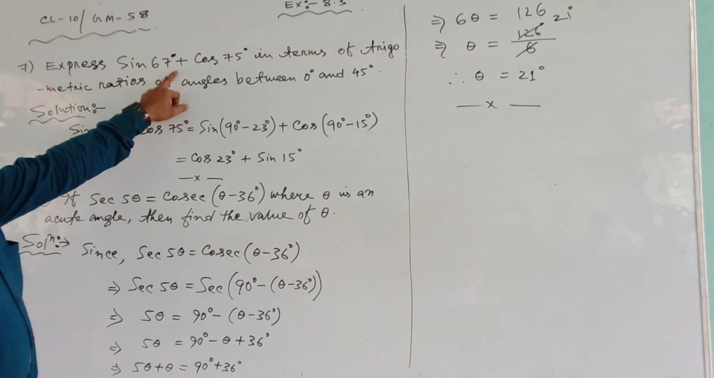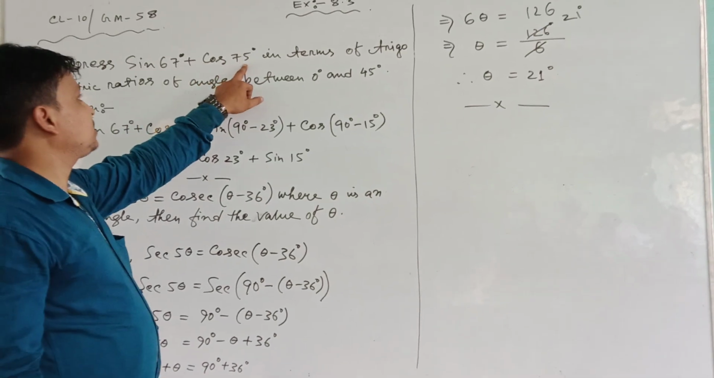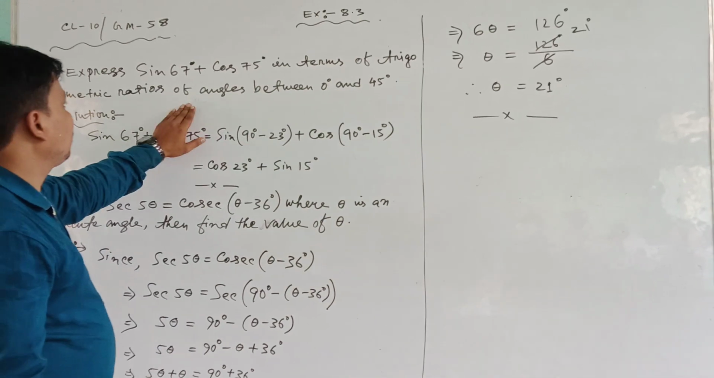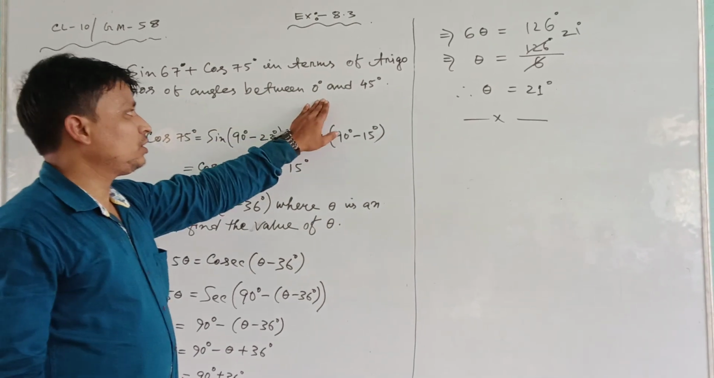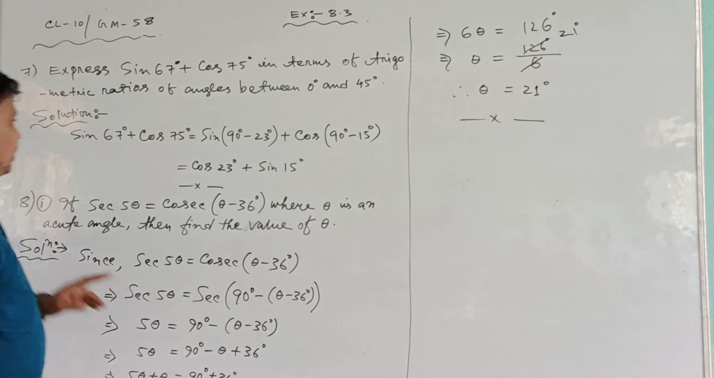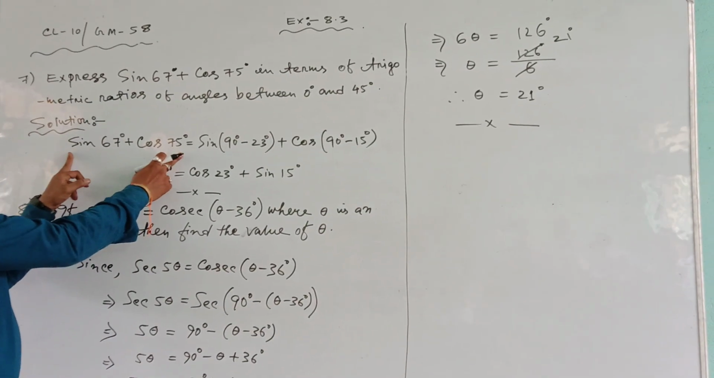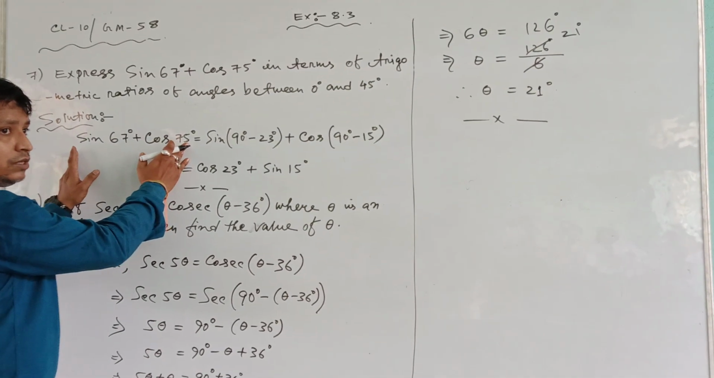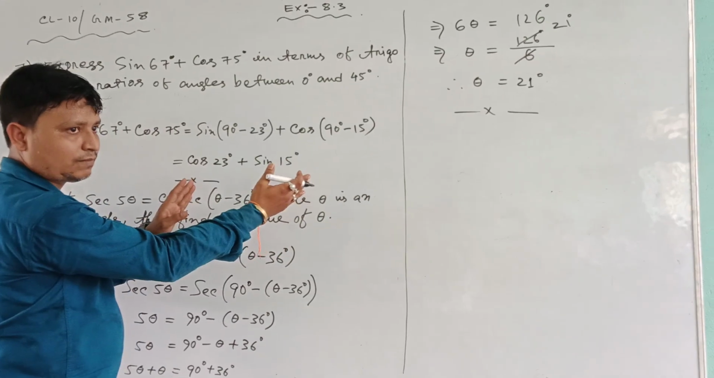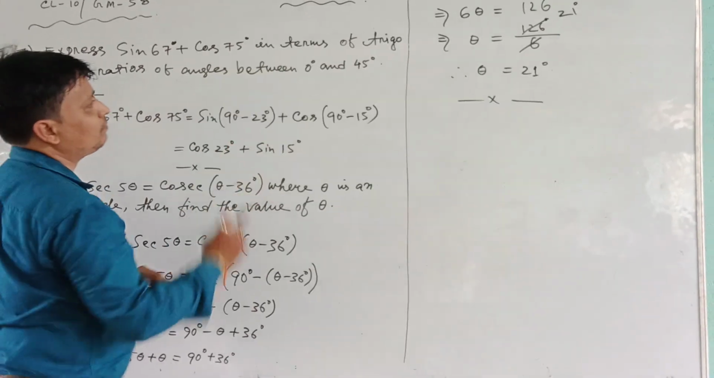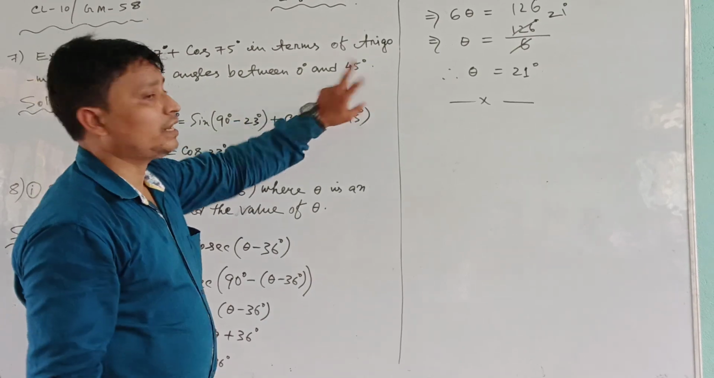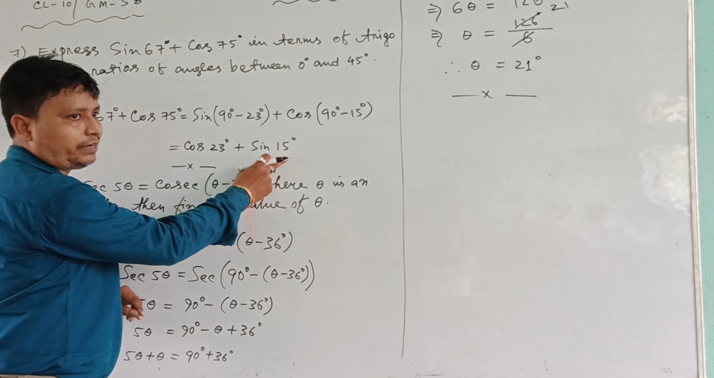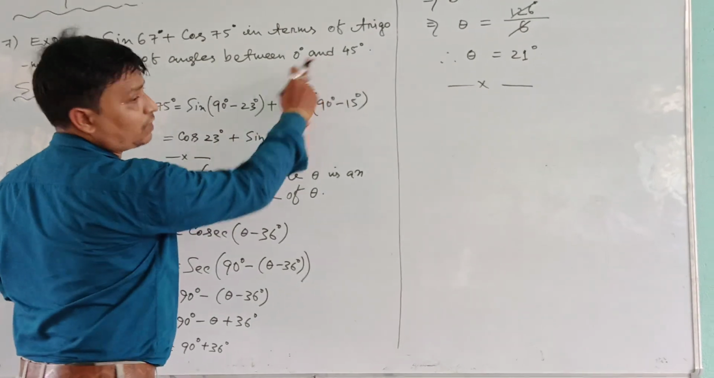Express sine 67 degree plus cos 75 degree in terms of trigonometric ratios of angles between 0 degree and 45 degree. That means you have to express this trigonometric expression again, but that theta should be between 0 degree and 45 degree. So here 23 degree and 15 degree, these two angles are between 0 and 45 or not?